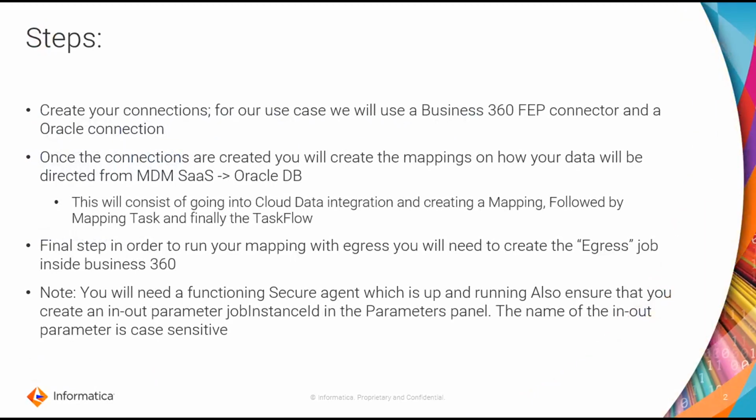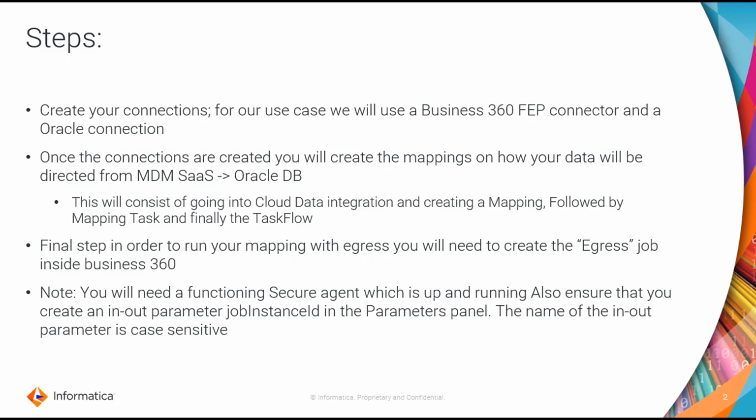The steps are the following, where you first create your connections. For our use case, we'll be using a Business 360 FEP connector and an Oracle connection. Once the connections are created, you will create the mappings on how your data will be directed from MDM SaaS to the Oracle database. This will consist of going into Cloud Data Integration and creating a mapping, followed by a mapping task, and finally the task flow.